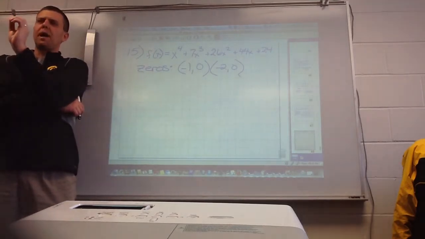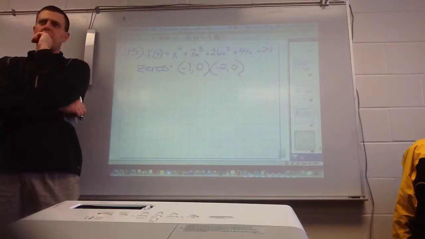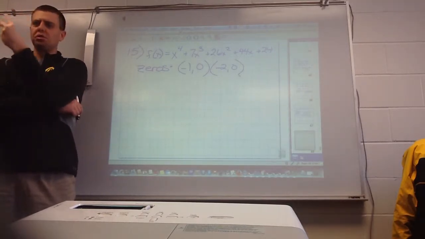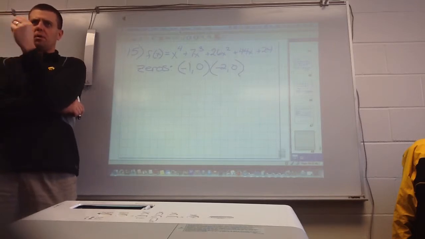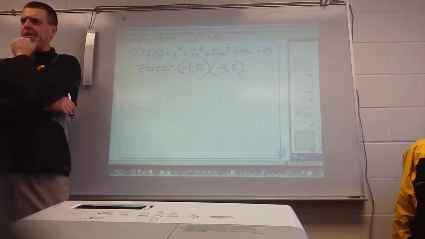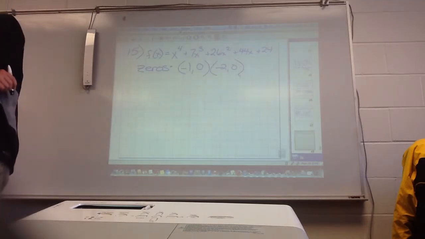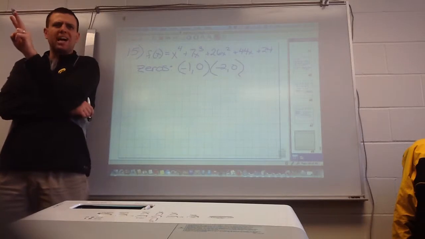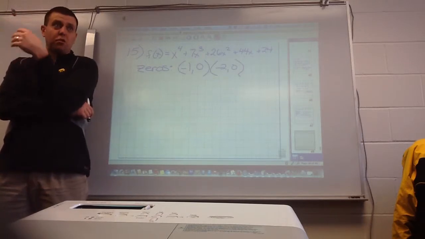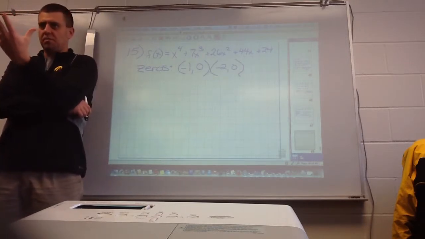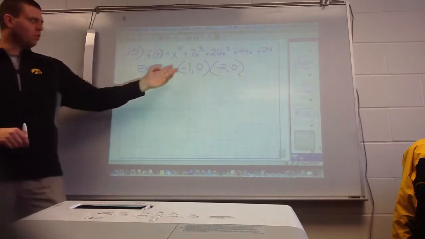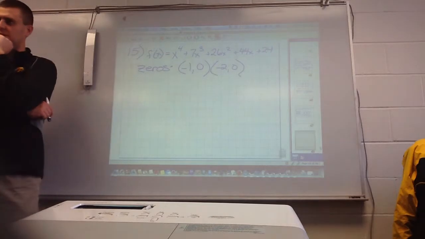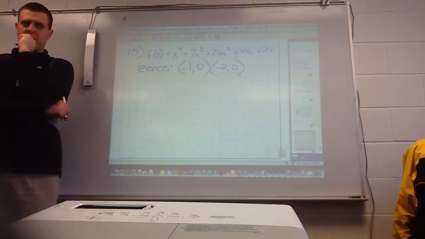Now, what is different about this one as opposed to some of the other ones that you had to do? There's only 2 zeros, but what's the highest power? 4. So what does that mean? 2 of them aren't real. There must be 2 of them that are complex or imaginary, or in other words, they have an i in them, right? Because these are the only 2 real numbers where the graph crosses the x-axis.